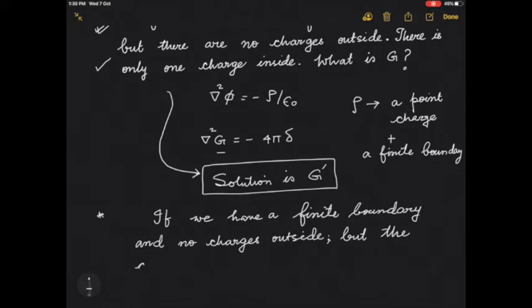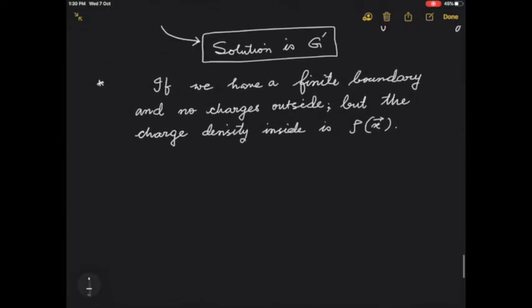Now if they are 0, then if I consider this case, which is almost the case of the second one, but the charge density inside is different. It's not a point source anymore. It is something, some rho. So what is the solution then? The solution then is just the volume integral.